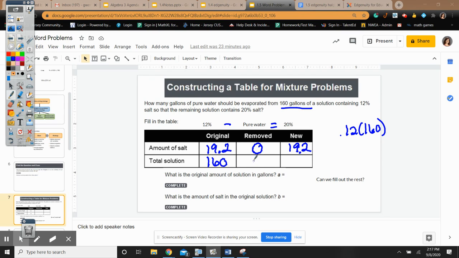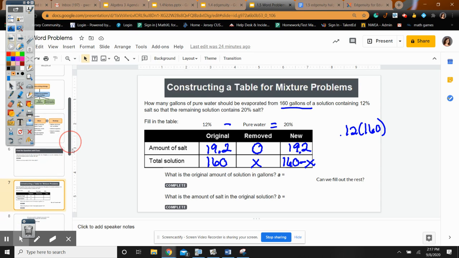That is what we do not know. We do not know how much water we're taking out. That is actually the question. How many gallons are we going to take out? So that is the X. So how much will be in my new solution? Well, it's going to be 160 minus whatever we take out, which is what we're going to try to find out. So that is how you fill out the table here.